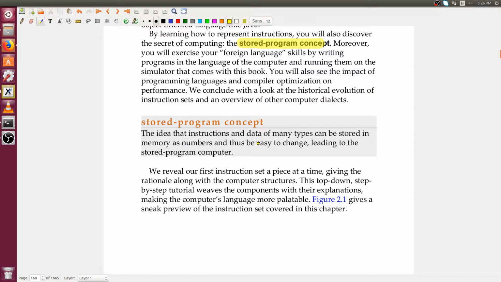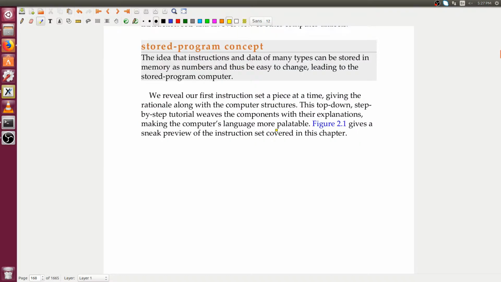Instructions and data of many types can be stored in memory as numbers and thus be easy to change, leading to the stored program computer. That's what the stored program concept means. We want something that's reusable. When we talk about stored program versus fixed program, fixed program means it does one thing or some fixed set of things. Stored program means it can do arbitrary things.